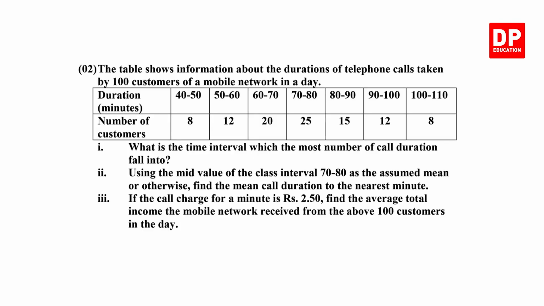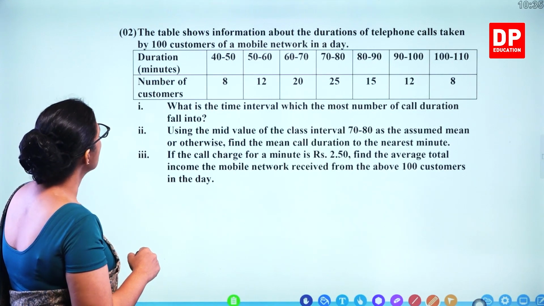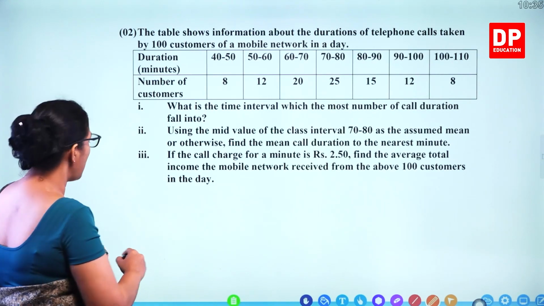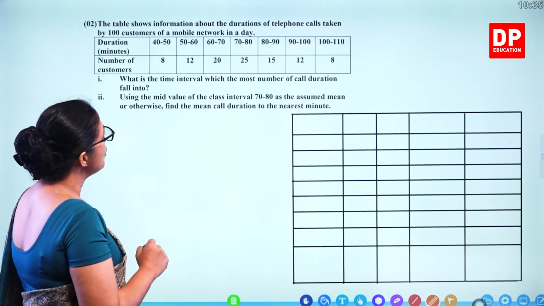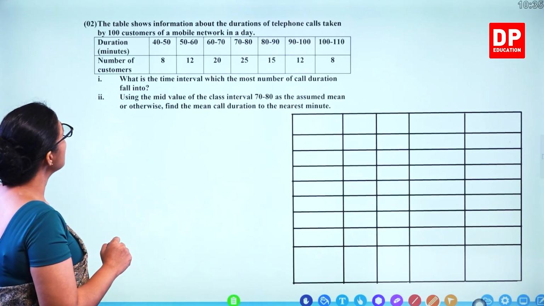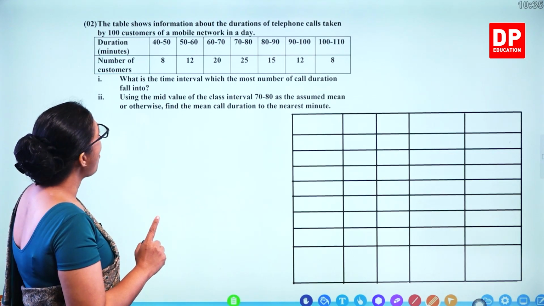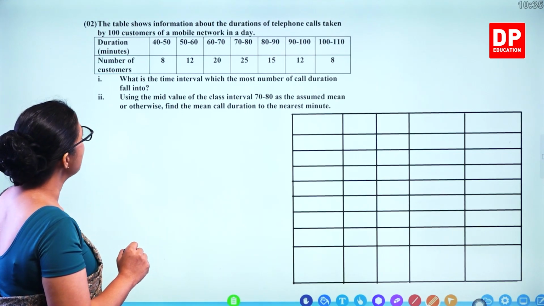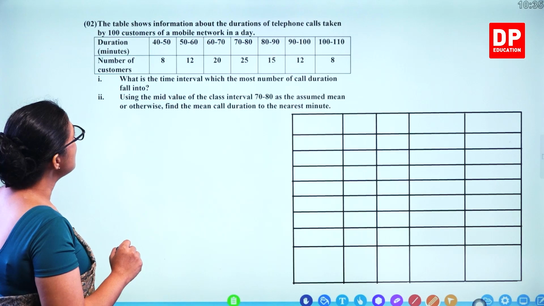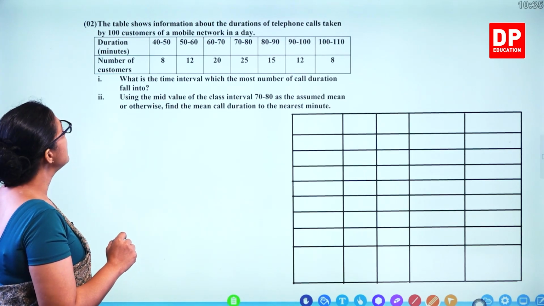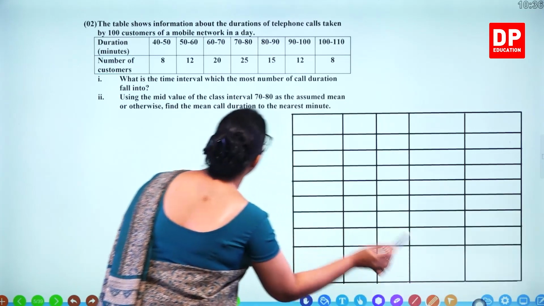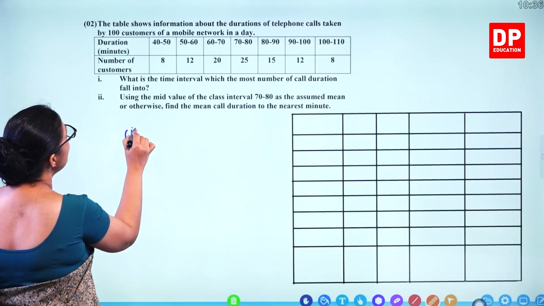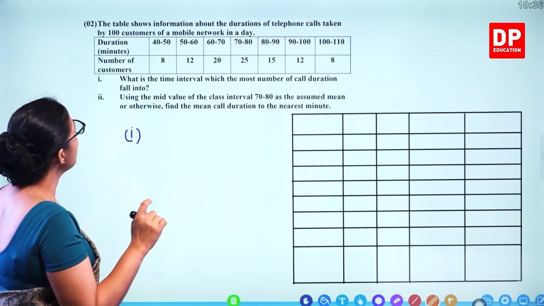Let's do question number 2. That's a statistics question and you get 3 parts for that. The table shows information about the duration of telephone calls taken by 100 customers of a mobile network in a day. What is the time interval which the most number of calls fall into? So that means the mode value, the one which has the highest frequency.